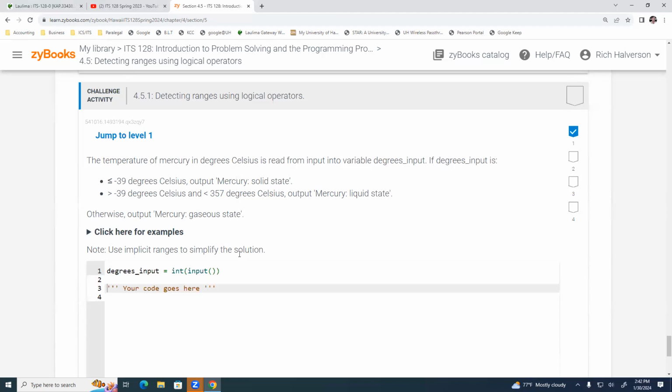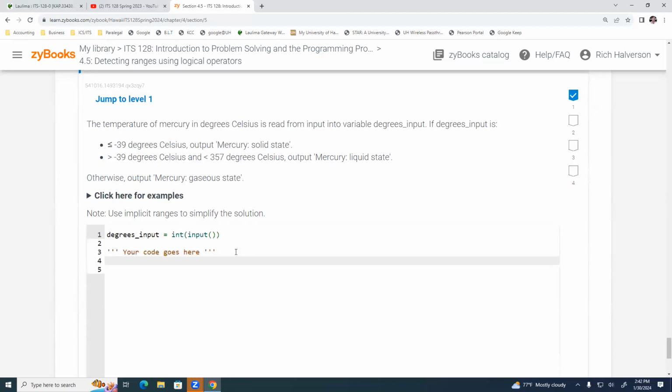Wow. Okay, so I'm supposed to put if degrees input is less than or equal to minus 39, then output mercury solid state. Okay. And then we can do an elif.